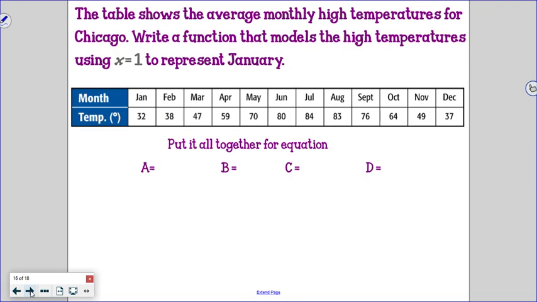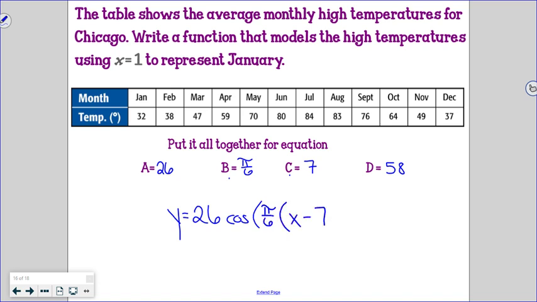Okay, putting it all together. This is just gathering this from the last couple pages we were writing on. 26, pi over 6. Phase shift is 7. D is 58. All right, sine or cosine? Cosine, not a thought process. And that should be the last time we ask that question. Always, always cosine. You will also always need a double parentheses because we'll have a B and a C value. So pi over 6, parentheses, x minus, because we're going to move right, 7, up 58.